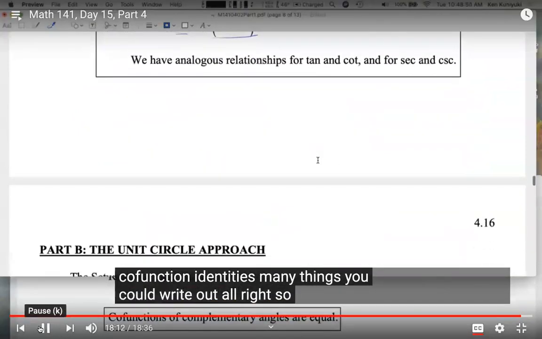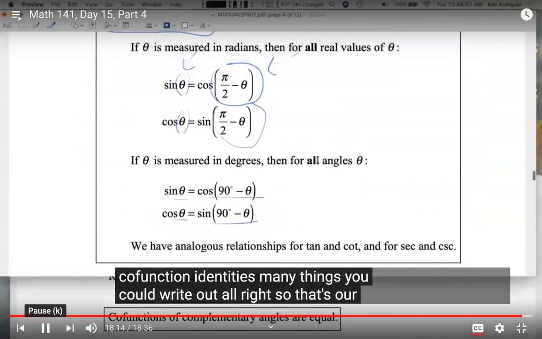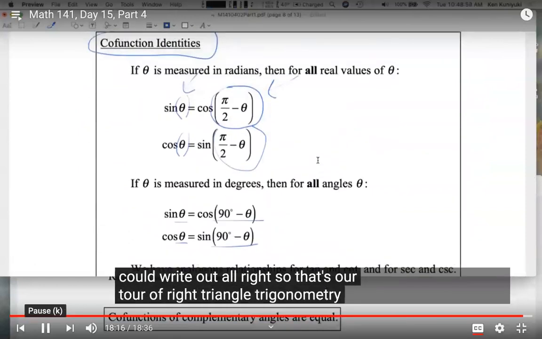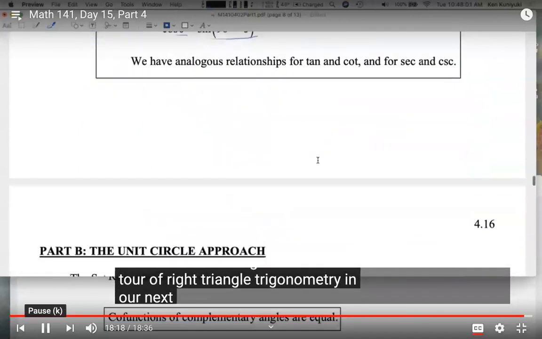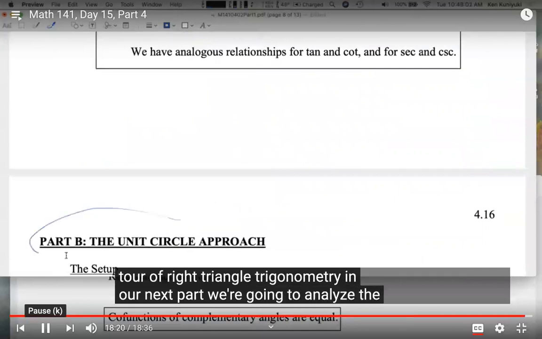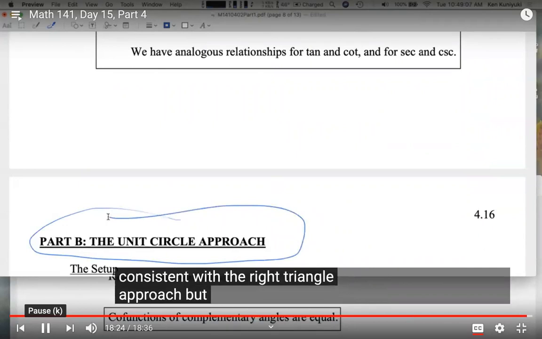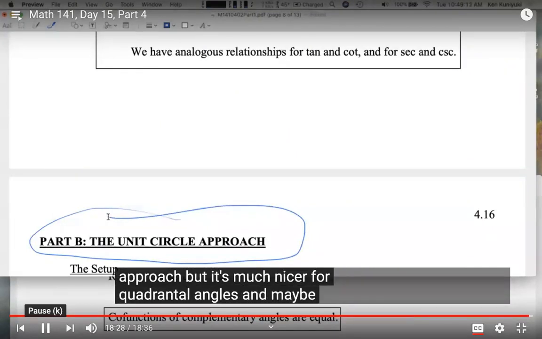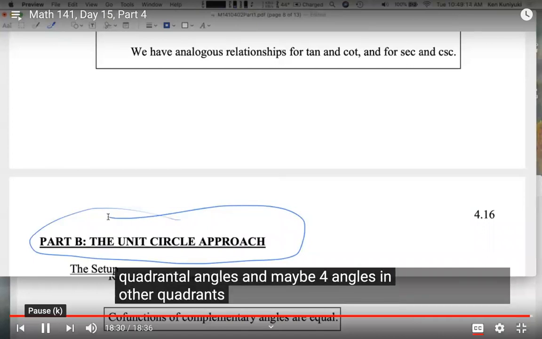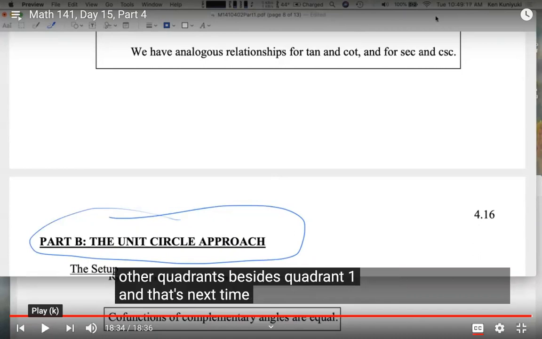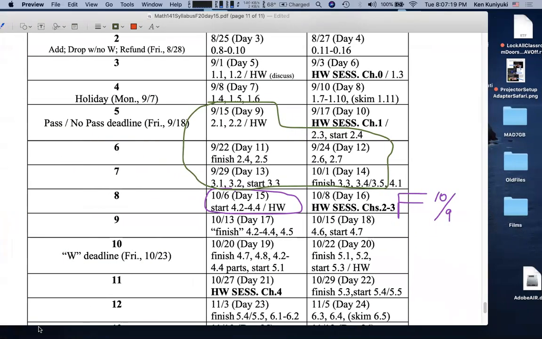All right, so that's our tour of right triangle trigonometry. In our next part, we're going to analyze the unit circle approach, which will be consistent with the right triangle approach, but it's much nicer for quadrantal angles and maybe for angles in other quadrants besides quadrant 1. And that's next time. Okay, so since today's a question session, why don't we take a break right now?